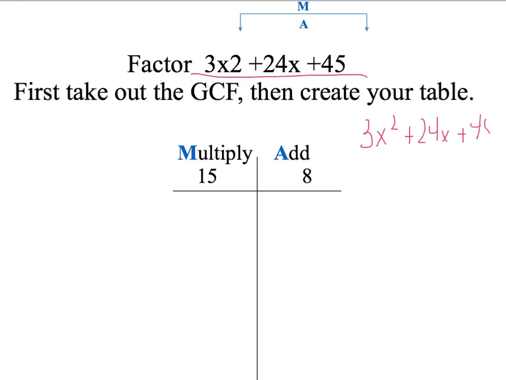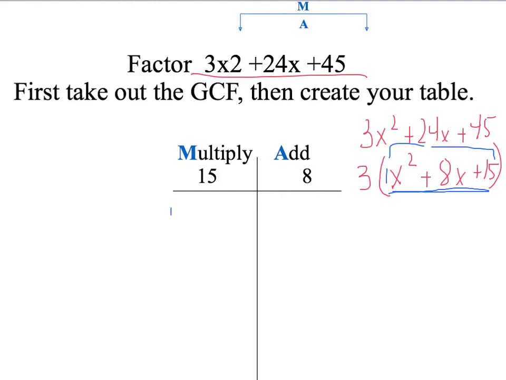plus 45. Okay? So the greatest common factor that I can take out between all three of these numbers, 3, 24, and 45, is the number 3. So if I take out 3, I now have x squared plus 8x plus 15. Okay? So now the part that we have left over is the first version of trinomials with a coefficient of 1. Okay? So now I want two numbers that multiply to be 15 and add up to be 8.